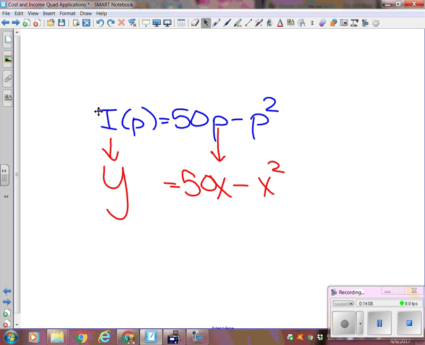For all intents and purposes, the function notation is nice to have extra information, but you don't got to have it. If you had the equation Y equals 50X minus X squared, you basically got the exact same equation as the income that we have. So when I look at the Y numbers, I'm reading income values. When I look at the X numbers, I'm reading what?